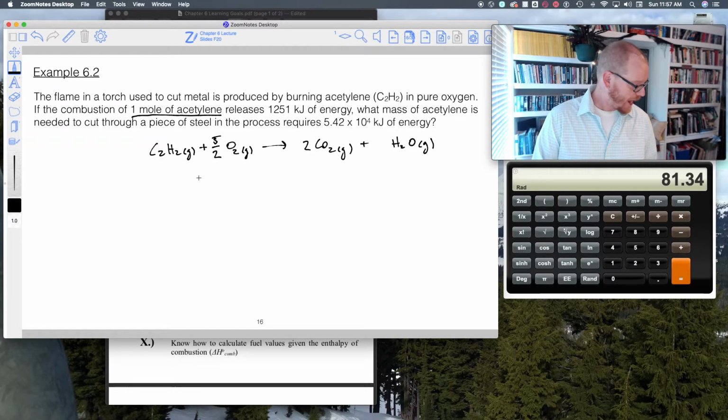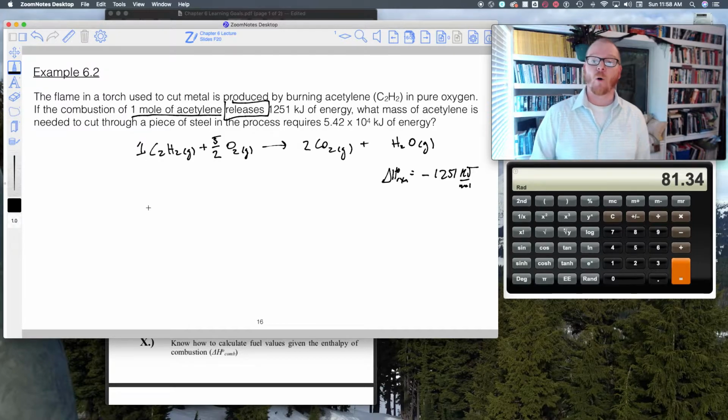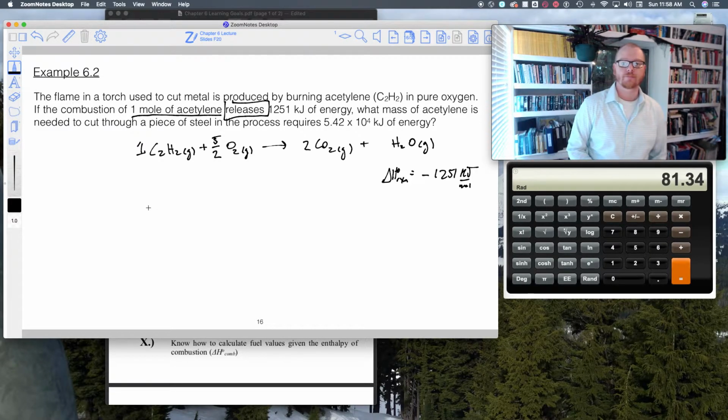And so this reaction, I'm going to write the delta H of the reaction next to it. So it says releases, so this is key. It releases, so that tells me delta H has to be negative 1251 kilojoules for every 1 mole. So I'm going to say per mole, and I've balanced the reaction for 1 mole. So I'm good to go there, okay?